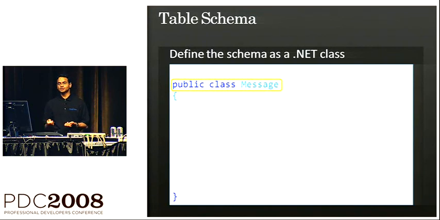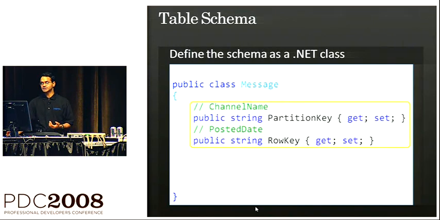To define the schema as a .NET class, start off defining the C# class. Add your fixed properties. The fixed properties, as we mentioned, have to be partition key and row key. And since we have fixed the names that you have to use for these keys, you will almost always have a comment which says what does this actually represent?